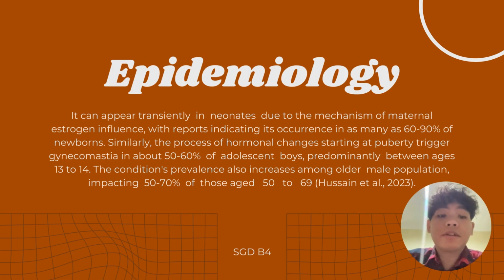Hello, my name is Fauzan Azimamika Javani with the three last digit of my student number is 131. So the epidemiology of gynecomastia, it can appear transiently in neonates due to the mechanism of maternal estrogen influence, with reports indicating its occurrence as many as 60 to 90% of newborns. Similarly, the process of hormonal changes starting at puberty triggers gynecomastia in about 50 to 60% of adolescent boys, predominantly between ages 13 to 15, and the condition also increases its prevalence among older male population, impacting 50 to 70% of those aged 50 to 69.